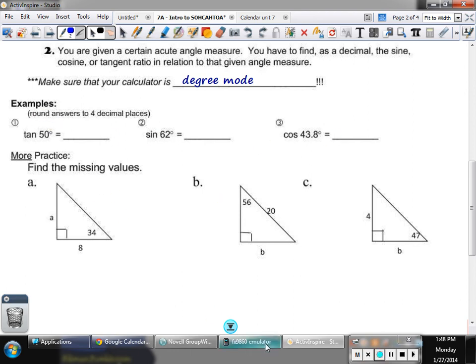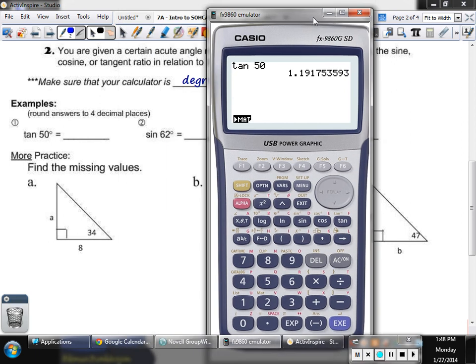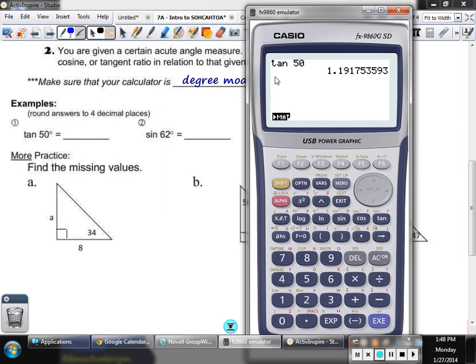All right, but these are pretty simple problems, and it's very simple in your calculator. These three right here, I'm literally just going to push the tangent of 50, and then I'm going to hit enter, and that's it. Okay, round to 4 decimal places, so this is 1.198.